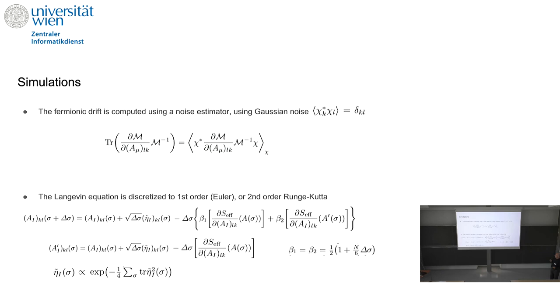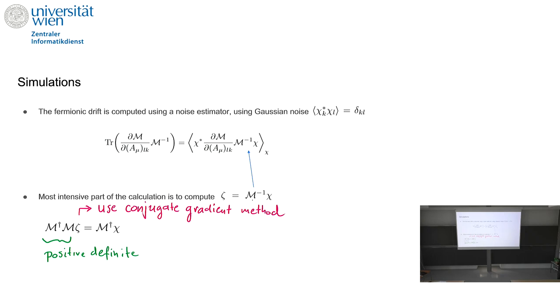The fermionic drift is computed in a way that is known very well from lattice QCD for several decades. Instead of computing this trace directly, which is time costly, we introduce a Gaussian noise chi normalized as here, and we compute this scalar, and the average over chi will give us an estimator of the trace. Therefore, the heart of our computation becomes computing this product, which is the inverse of M acting on an n-squared long vector. And for that, we can use the conjugate gradient method.